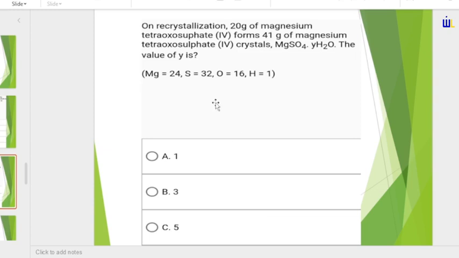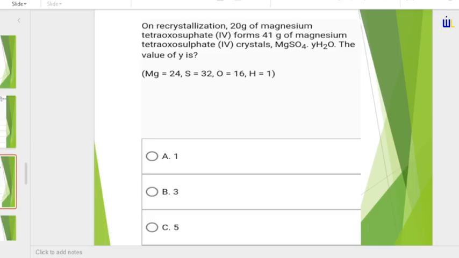According to our question, they said on recrystallization, 20 grams of magnesium tetraoxosulfate 6. They did not say it was hydrated. The implication is that it is only magnesium tetraoxosulfate 6 without water. Is this understood? Look at the question again. On recrystallizing 20 grams of magnesium tetraoxosulfate 6, which means the given mass of MgSO4 anhydrous is 20 grams.